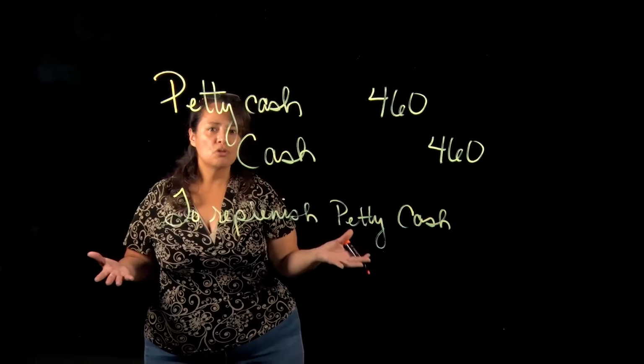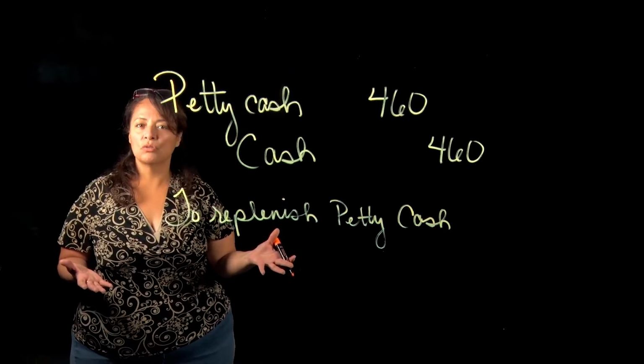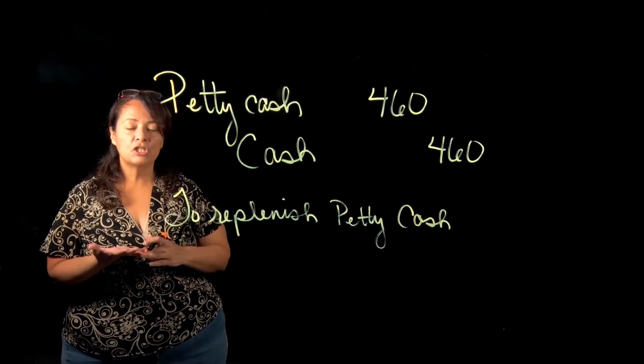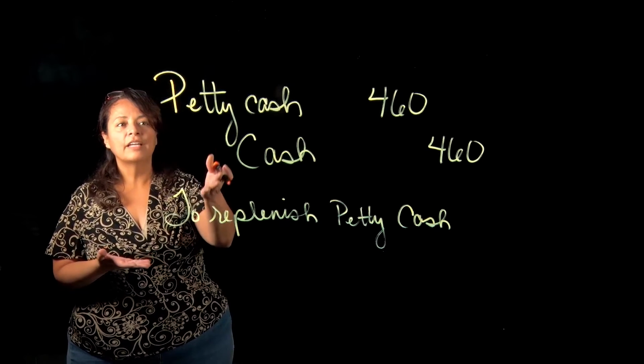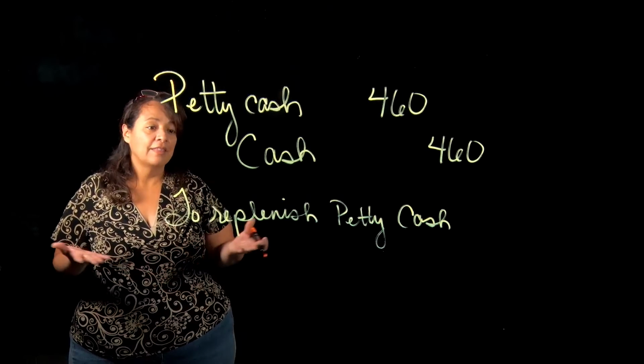That's it. Usually just those 3 journal entries associated with petty cash. Establishing the petty cash fund, recording the receipts every month, and then finally replenishing the petty cash fund. That's all there is to it.